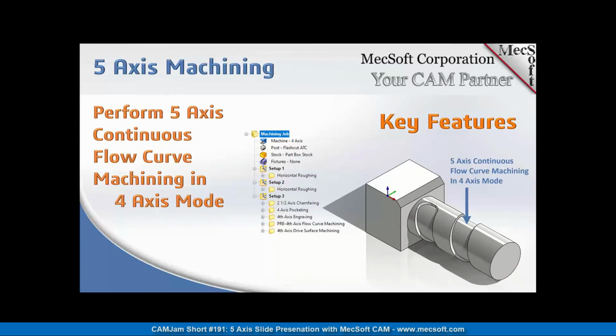Now, we've got a number of examples in these slides we're going to show you, and that illustrates some of the key features. Now, you can perform 5-axis continuous flow curve machining in 4-axis mode. And we mentioned this earlier about using a 4-axis. Why were we talking about 4-axis? Well, in the example you see here on the right, you have a 4-axis part, but you have a surface that you can use 5-axis continual flow curve machining and output that in 4-axis mode.